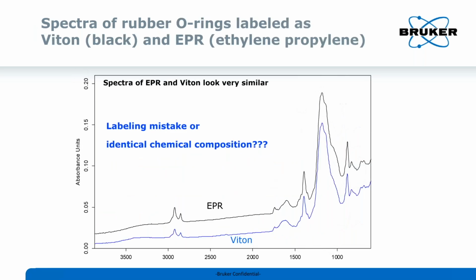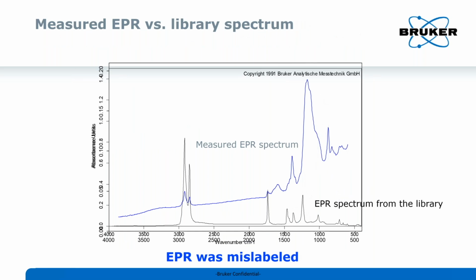So let's go through a real life example. This is a quality control issue. We have a Viton black and we have what is supposed to be an EPR, ethylene propylene, example. When you collect the data, they certainly look very similar. And so, what's up with that? We have the known spectrum, and then when we search the library for the EPR, it looks very different than the measured EPR spectrum.